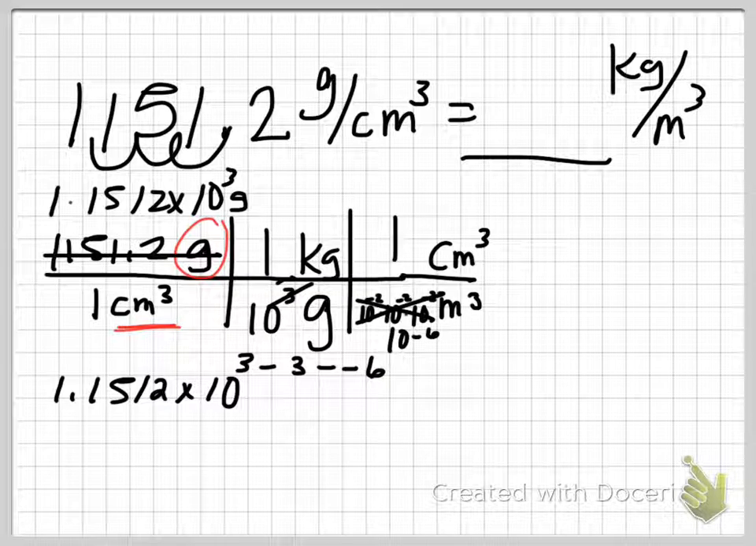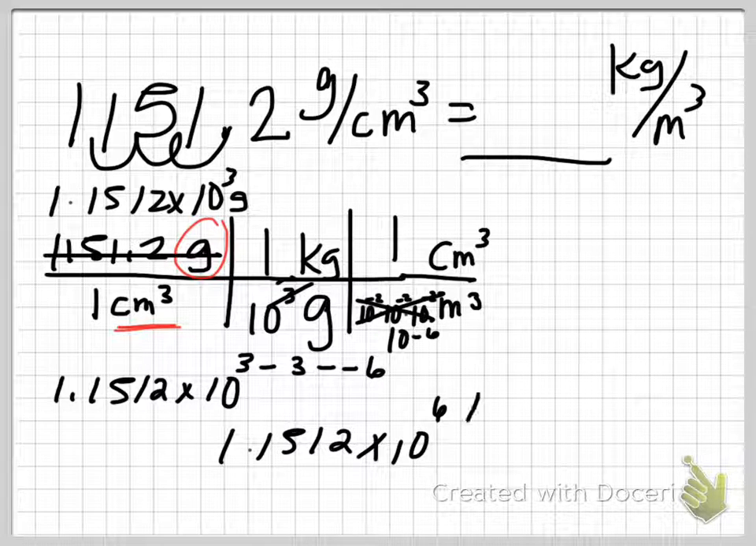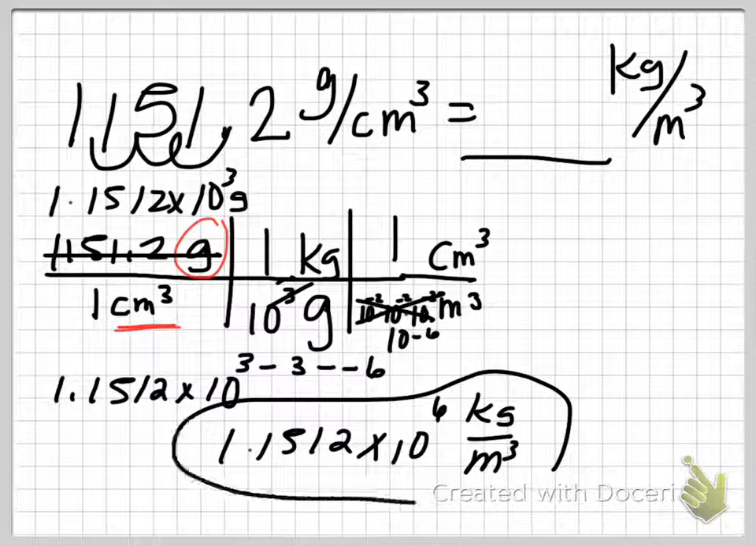I don't change the signs until I finish the problem because that way it reminds me that that -6 came from the bottom and that it was a -6. This is one of the most common sources of error. So I've got 0 plus 6, 1.1512 times 10 to the 6th kilograms per cubic meter. It's pretty dense.